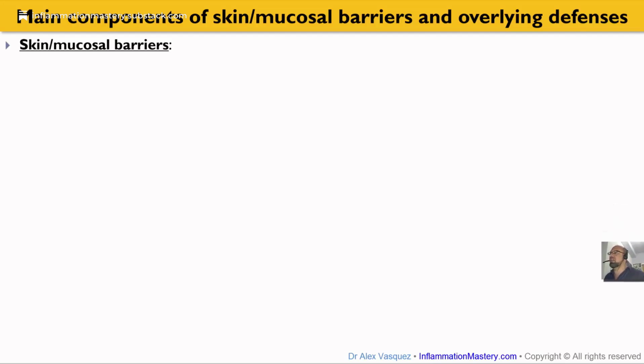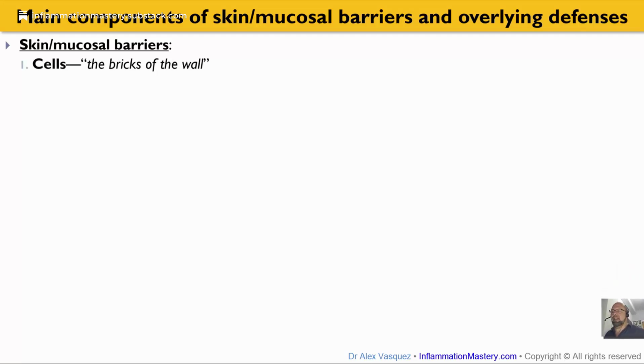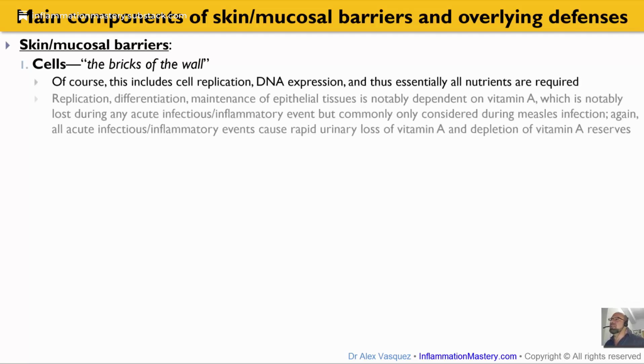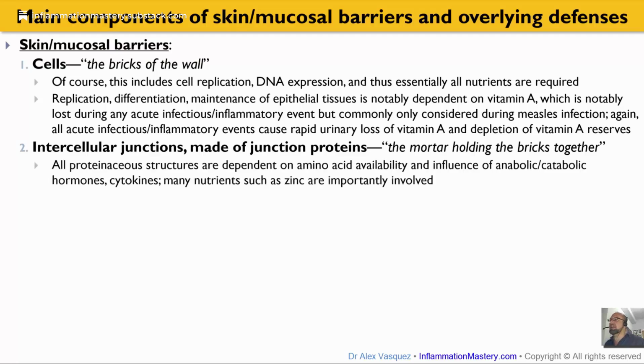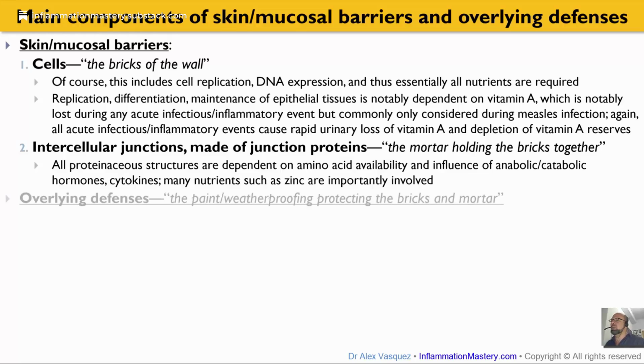So again, focusing here on skin and mucosal barriers, we're going to look at the epithelial cells, which are basically like the bricks in the wall. We're going to look at the mortar or the intercellular junctions that hold those bricks together. We're going to look at the underlying immune system, and we're going to look at the overlying defenses, which is kind of like the paint or the weatherproofing that protects the bricks and the mortar.